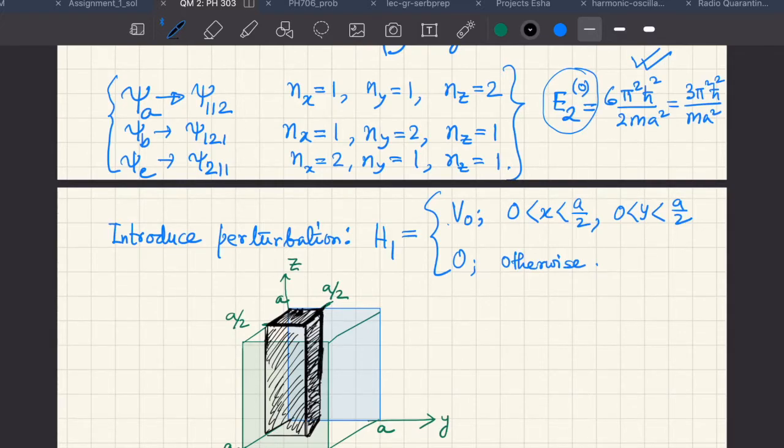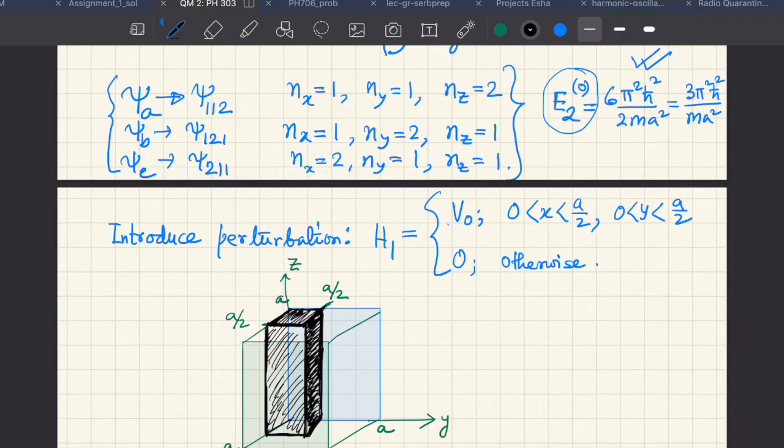It's exactly like the same thing when we actually raised the half of the base of the one dimensional potential well, but now we are doing this for 3 dimensions. So that's my perturbation for you.